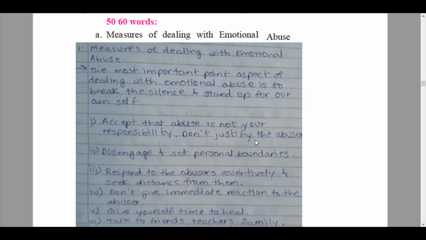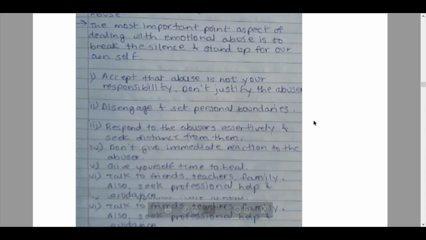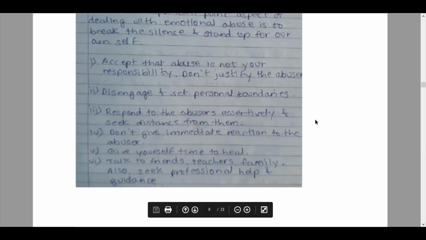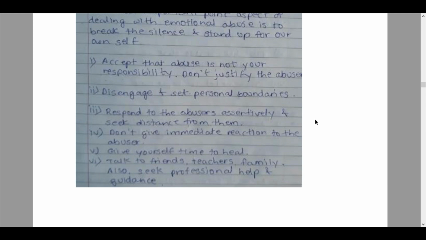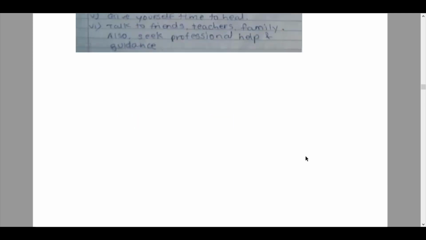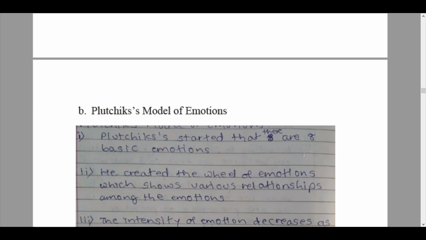Then we move forward to our next step. Respond to abusers assertively and seek distance from them. Do not go close if that person has toxic behavior, as they might cause harm to you in the future even though they are your friends. Then we move forward to don't give an immediate reaction to the abuser. Give yourself time to heal. Talk to friends, teachers, family. Also seek professional help and guidance to have an effective chance of not being emotionally abused again.